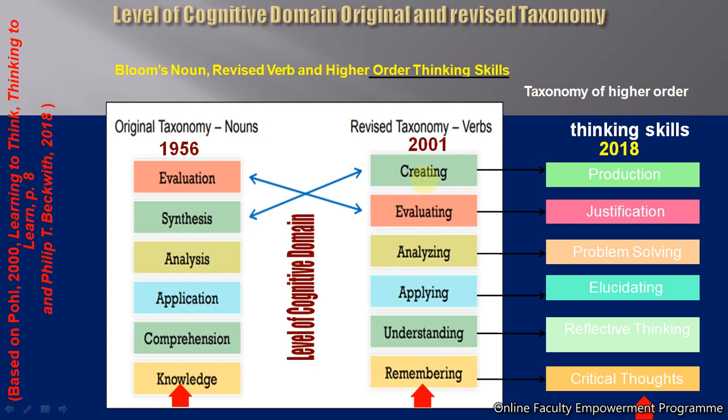So these are directly linked with different thinking skills, like critical thought, reflective thinking, elucidating, problem solving, justification, production. Exactly these match the required skill set in the industry also.